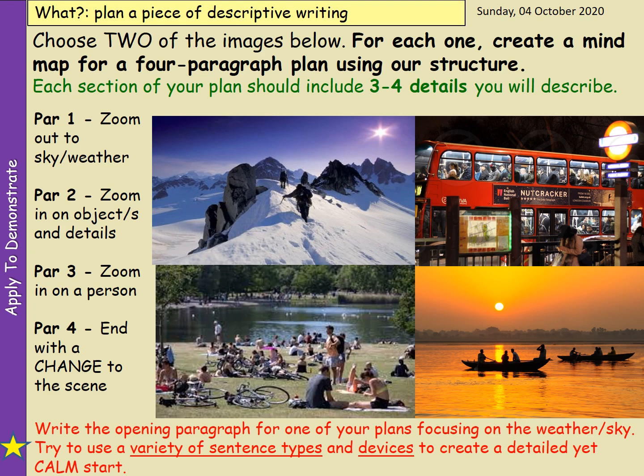If you find that very easy and creative writing is something that you're pretty confident with already, then once you've done your 2 plans, choose one of the plans, maybe the one that you felt the most confident with, and write your opening paragraph. So just your paragraph 1, focusing on the sky or the weather, and try to use a variety of sentence types and devices to create a detailed yet calm start.